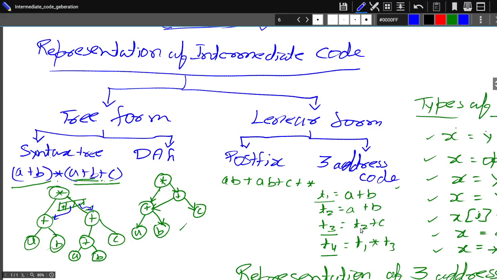So that is all for intermediate code representation, and thank you.